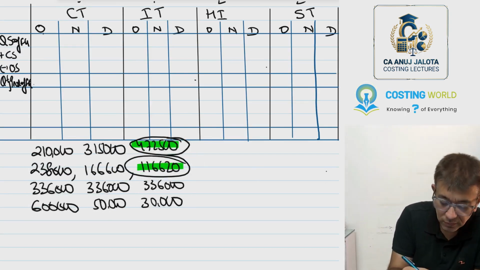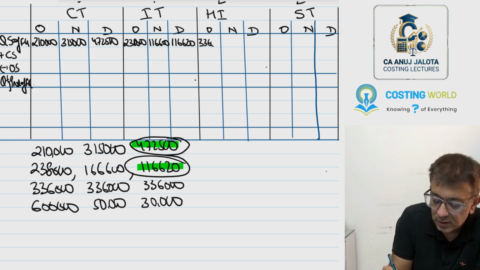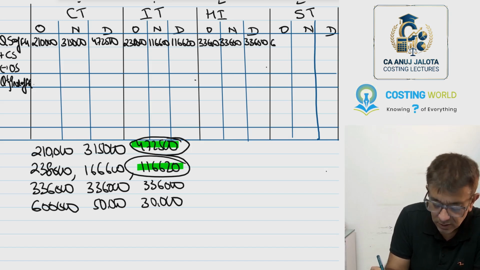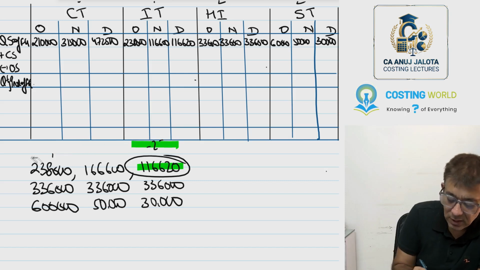Okay, so 2,10,000, 3,15,000, 472,500, 2,38,000, 1,16,600, 1,16,620, 3,36,000, 3,36,000, 3,36,000, then 60,000, 50,000 and 30,000. Okay, that's it about quantity sold.